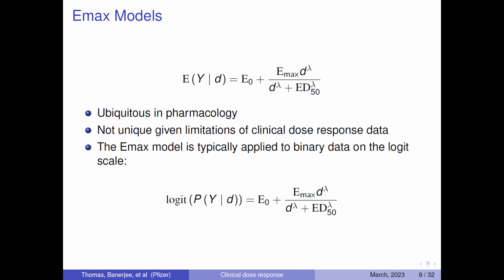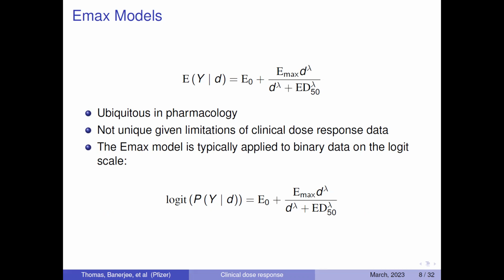Now, when dose is 0, you're left with E0, so that's just a placebo response. When dose is very large, the ratio on the right goes to 1, so you're just left with Emax plus E0. So Emax is the effect of the drug, theoretically, at least at very high doses. The ED50 is the dose where you expect to see half of that maximum effect. And I'll explain the role of lambda with some pictures in a moment, but that's basically going to determine how rapidly you go from no effect to full effect.